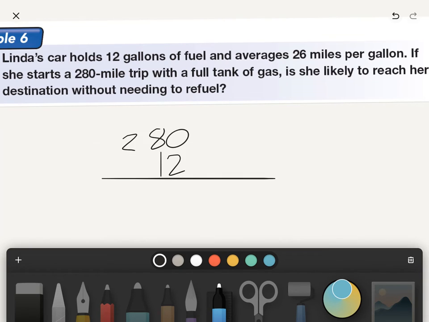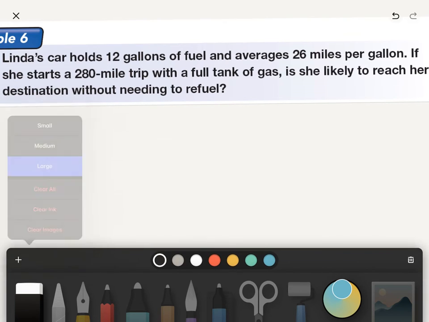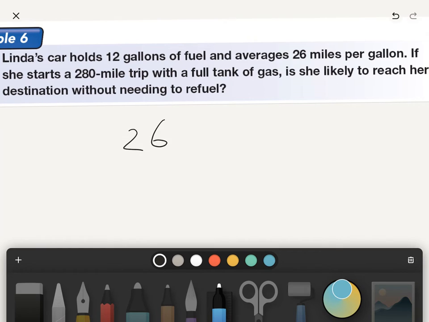So yeah, we can also do it out like that. Or how many miles can she get? How many miles can she go with the amount that she has? So at the rate of 26 miles per gallon with 12 gallons.